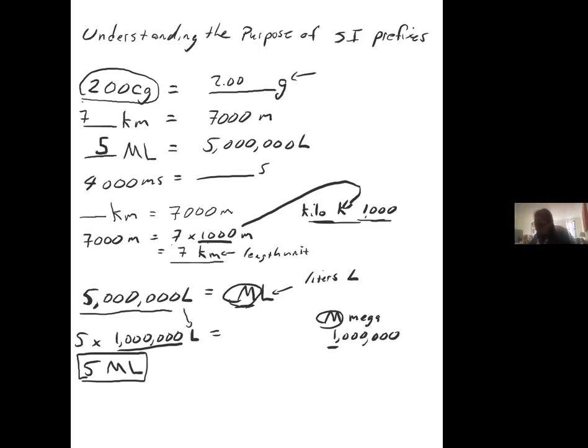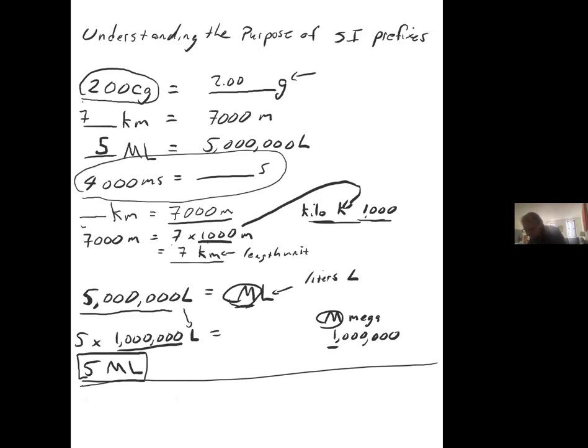And then the fourth one is how many kilometers is 7,000 meters? So I think I have room down here. 7,000 meters equals how many... let me write this right down here. Oh, I'm sorry, what am I doing? I lost track of myself. Last one right here: 4,000 milliseconds. 4,000 ms equals how many seconds?